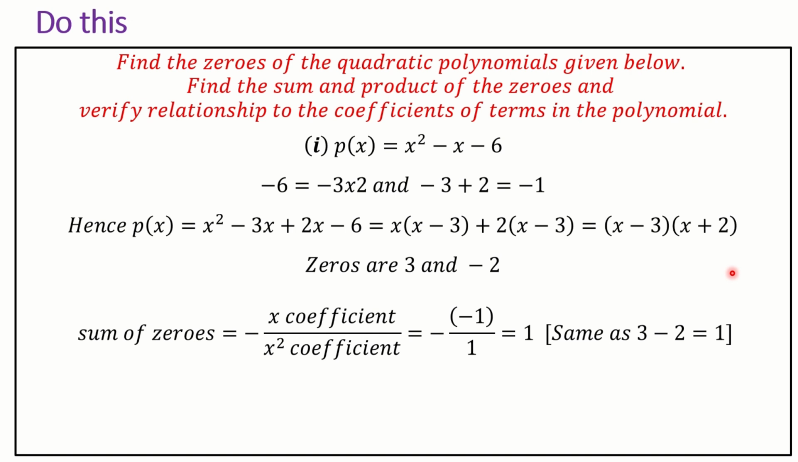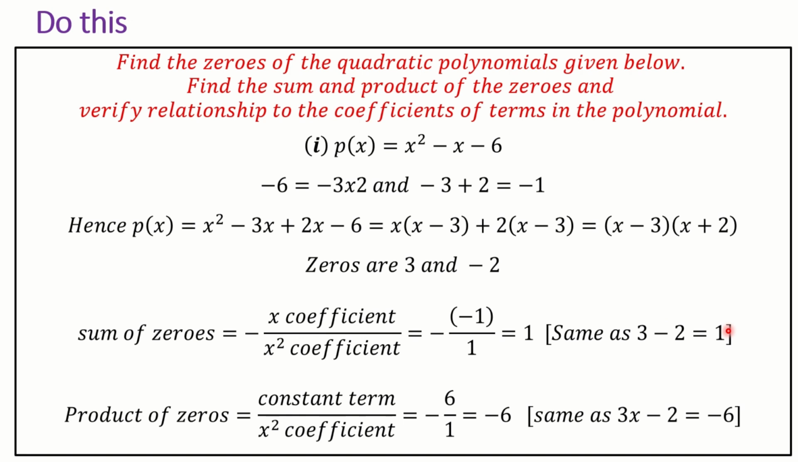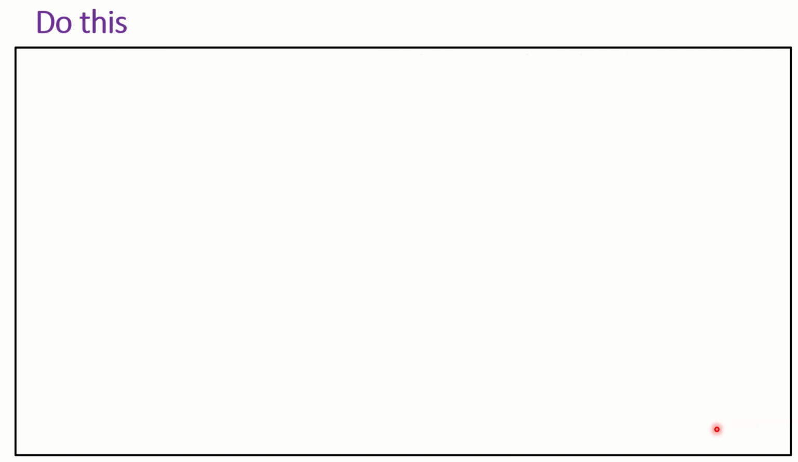Now the sum of zeros equals minus x coefficient by x square coefficient. Here, minus x coefficient is minus of minus 1, divided by the x square coefficient, that is 1. So 1. If you sum the two zeros, 3 minus 2, you get the same 1. So we verified it. Now the product is the constant term by x square coefficient. The constant term is minus 6 by 1, which is minus 6. This is the same as 3 into minus 2, which is minus 6. So this is how you will verify.